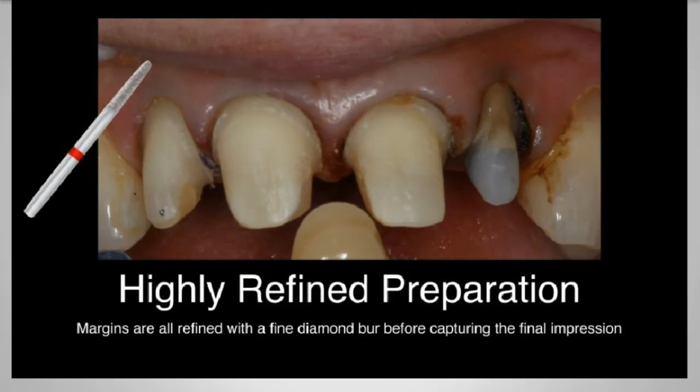We don't necessarily need the roughened surfaces that we needed in the past with cements like zinc phosphate. Today's resin cements and resin-modified glass ionomer cements have tremendous retention properties, and now we can have very well-refined preparations for traditional impressioning and/or digital. They work well for both.